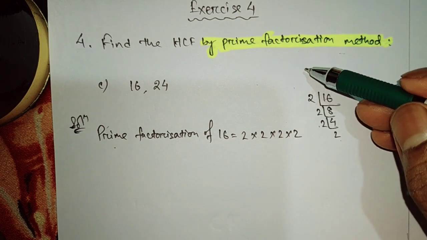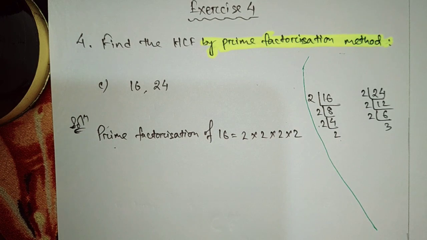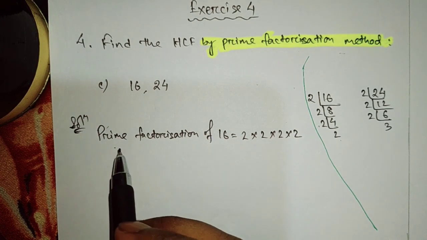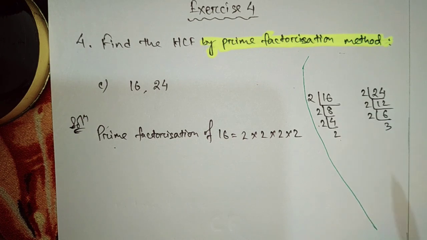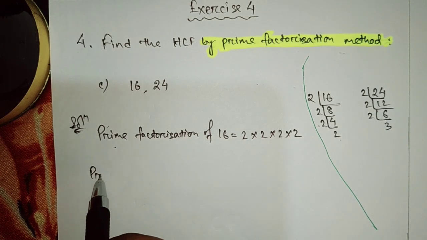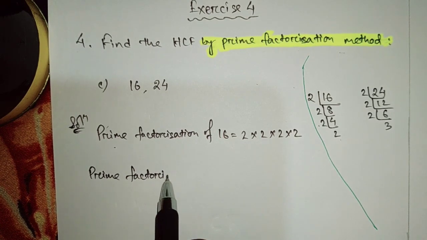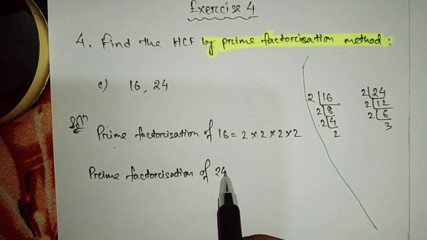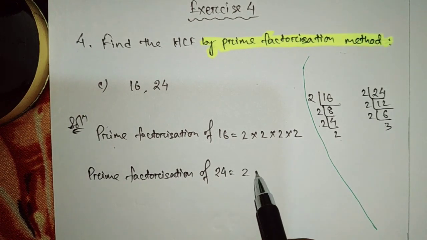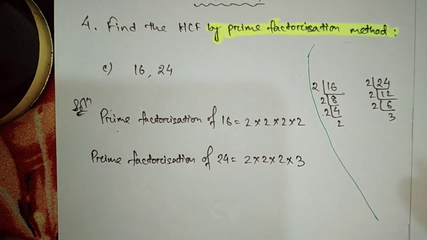We'll just give it a line here to make it separate. Okay. And the prime factorization of 24 is 2 into 2 into 2 into 3.